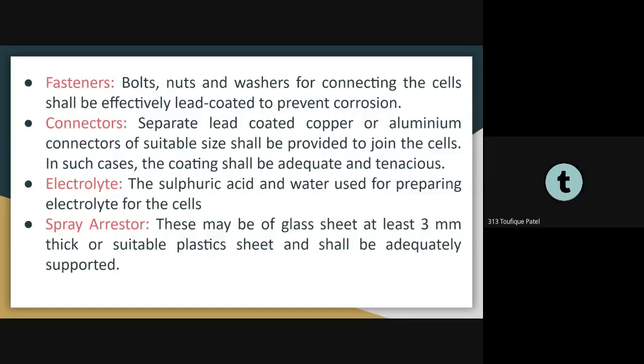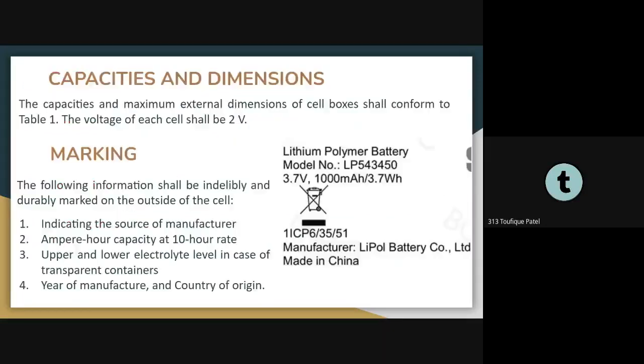Electrolyte. The sulfuric acid and water used for preparing electrolyte of the cells. And last is spray arrestor. This may be of glass sheet of at least 3 mm thick or of plastic sheet and shall be adequately supported.